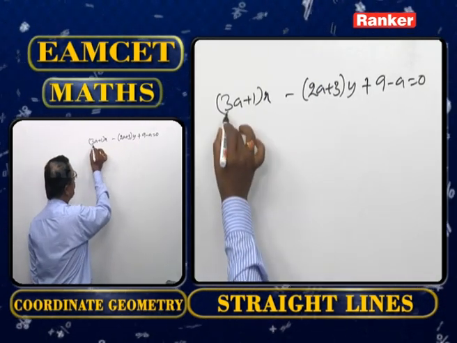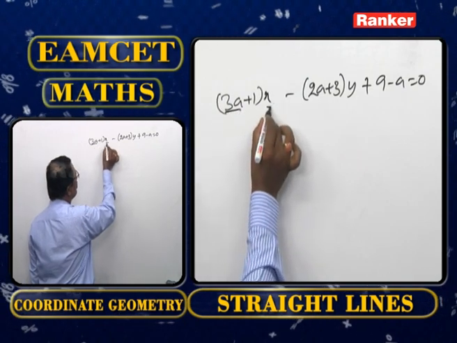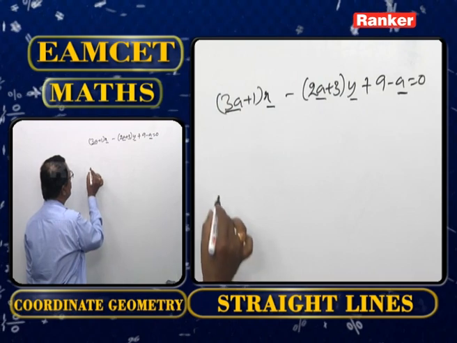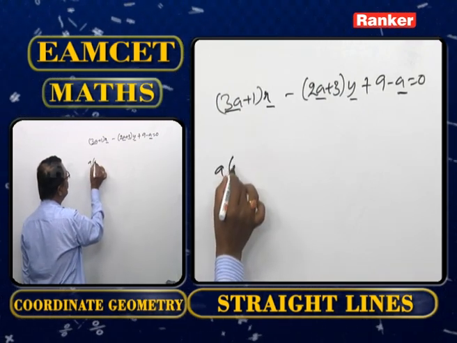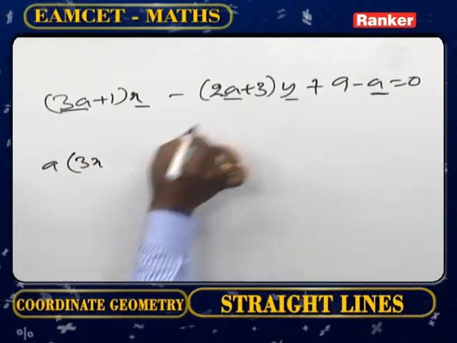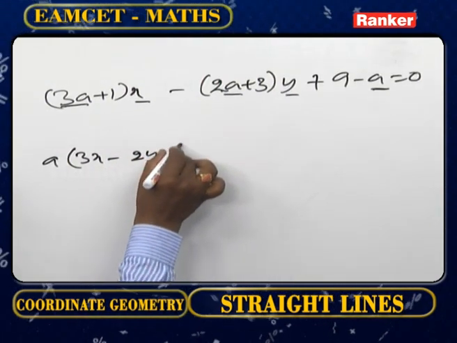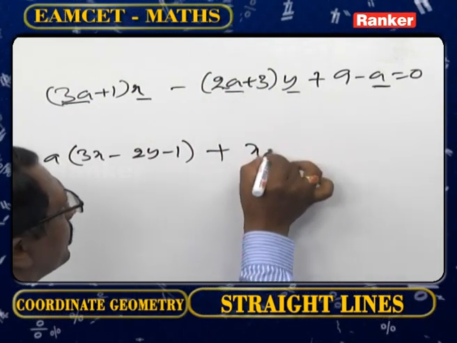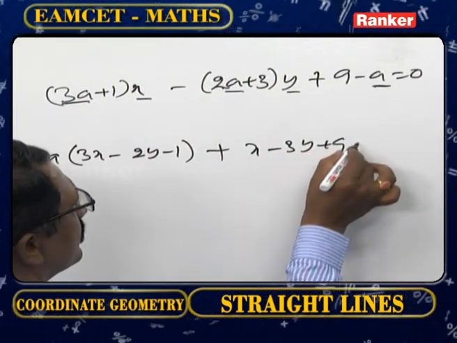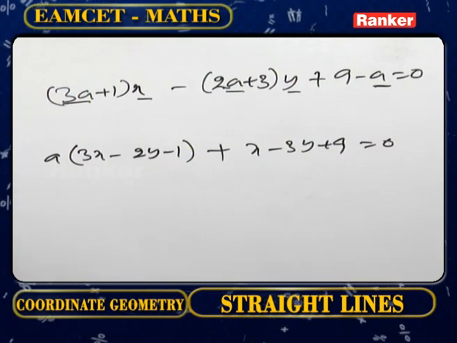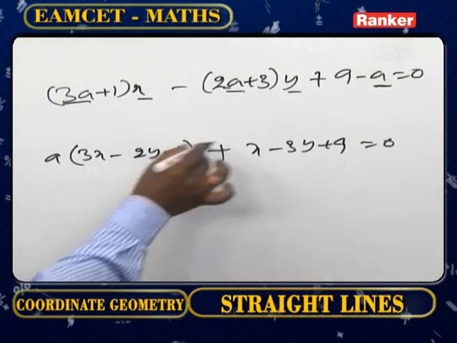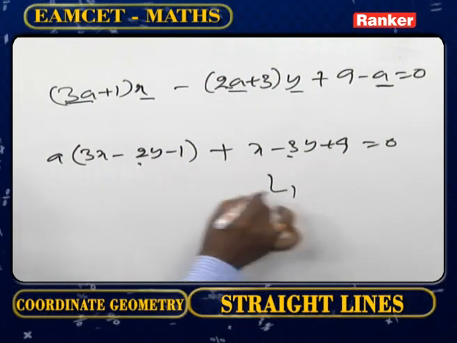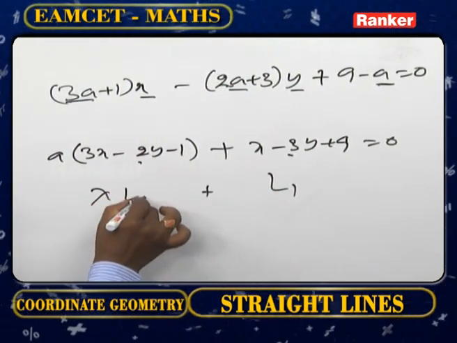From the given equation, 3ax minus 2ay minus a, in these three terms a is taken common, we get a into (3x minus 2y minus 1). The remaining terms are x minus 3y plus 9 equals 0. Now, it is in the form of L1 plus lambda into L2 equals 0.